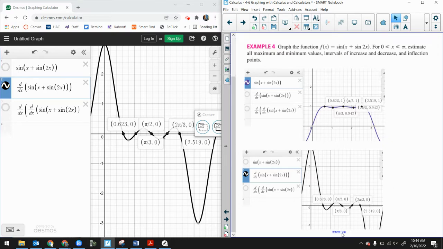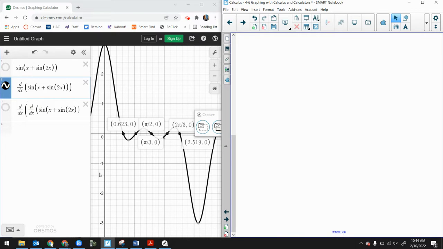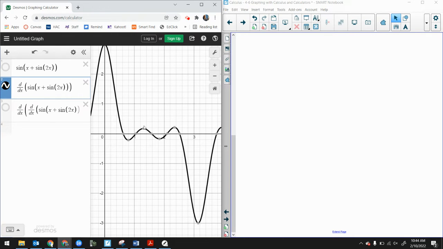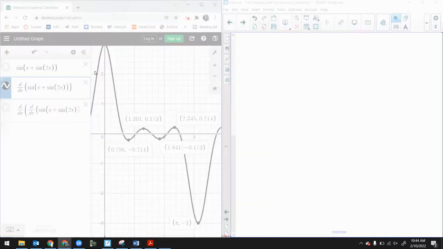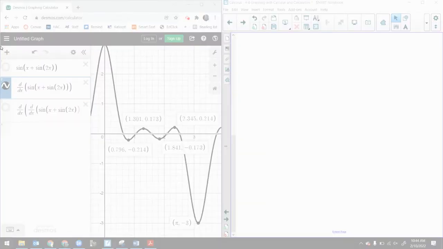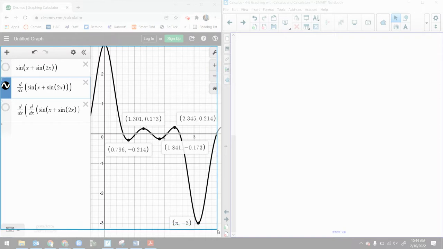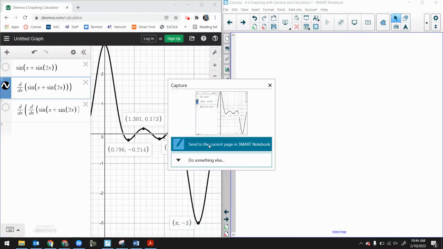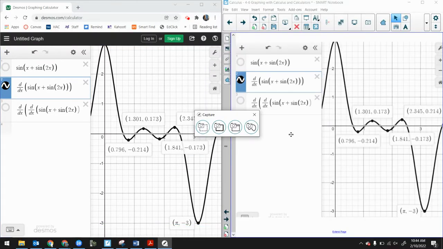Then I come down and I do a couple more screenshots. This time, I want the concavity. So that means I need to find these points, right? Those points. I guess I could reveal 0 as well if I wanted to. I'm really just concerned with the ones that are happening within it for our purposes here. Send to current page.